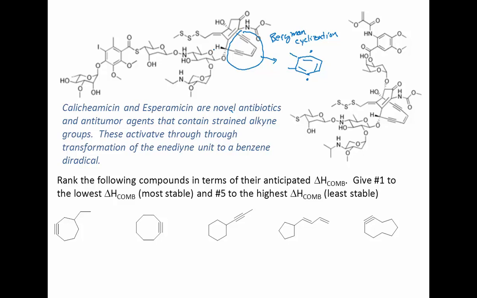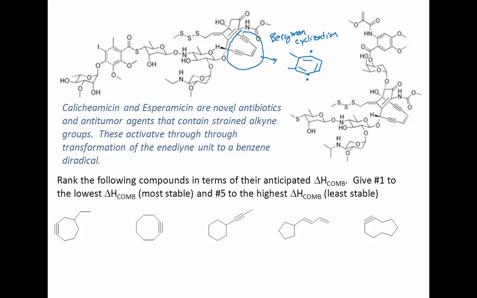Okay, so here's a problem for you. Again, pause the video and try it yourself, and then restart it and you'll see the answers. Rank the following compounds in terms of their anticipated heat of combustion. We're going to give number 1 to the lowest energy or the most stable molecule. That's the molecule that'll have the lowest heat of combustion. And number 5 to the highest heat of combustion or the least stable molecule.